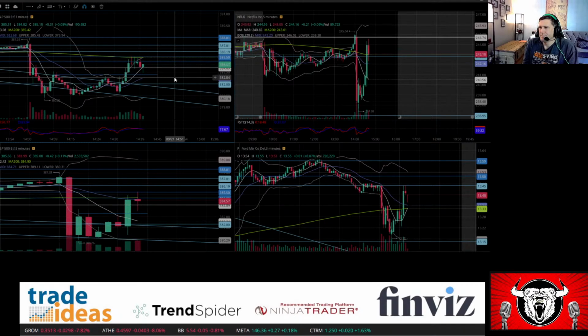It's a bullish looking profile. Boom. Volume profile, with all that volume above it. Right. On the MES chart.